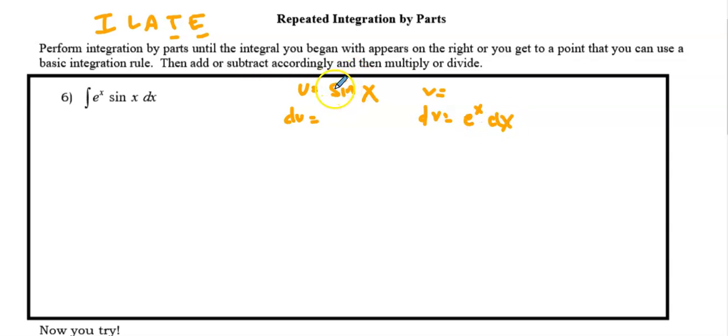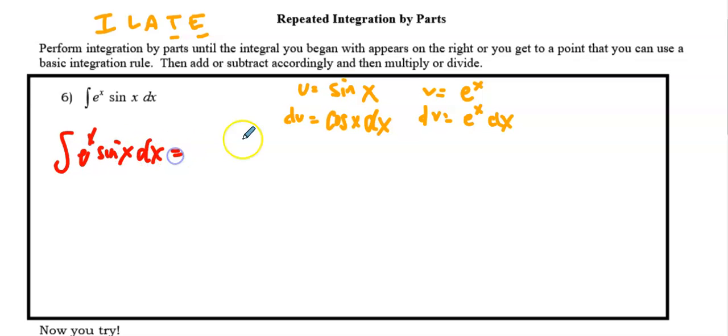Just like before, we're going to take the derivative of u to get du, which is going to be cosine of x dx. And we're going to integrate e to the x dx to get v, and that's going to be e to the x. So we're going to now integrate e to the x sine x dx. I'm going to pause for a second to write the formula up for you. So here we go. We found the u, we found the dv.